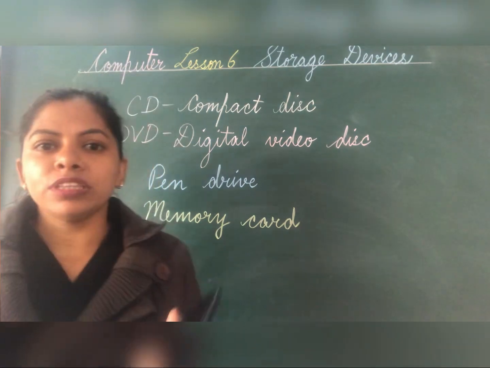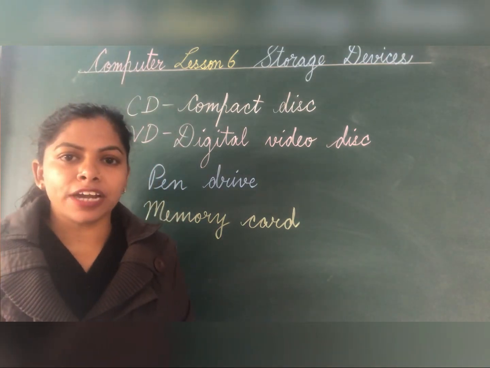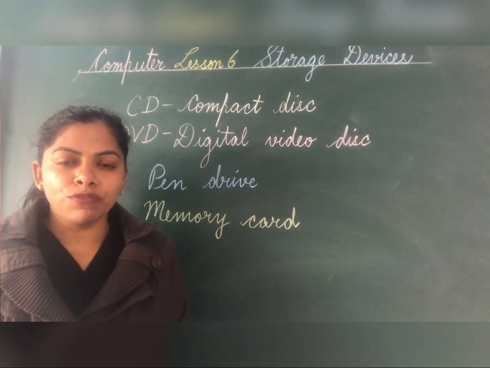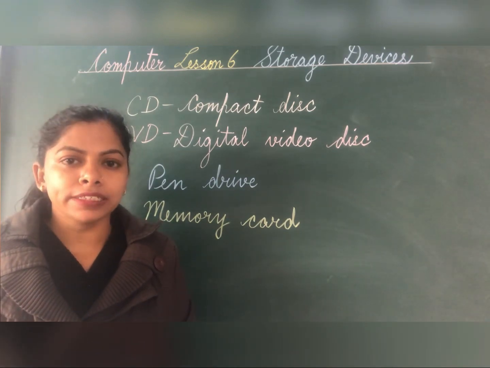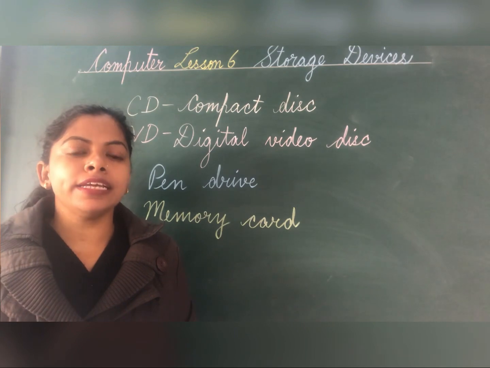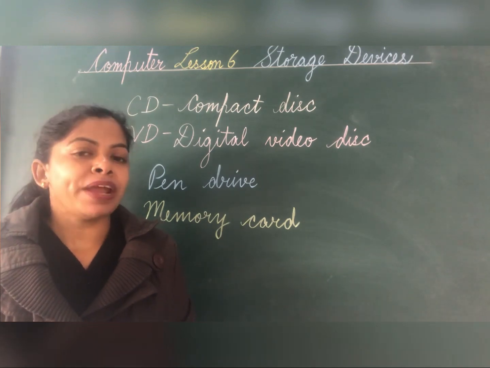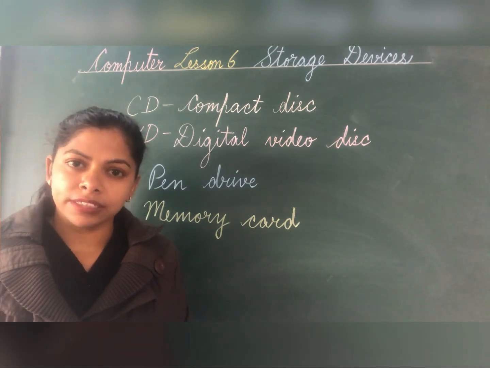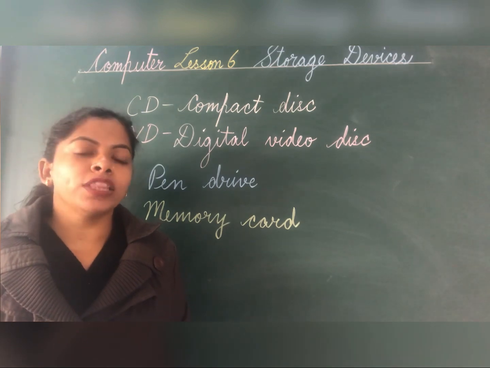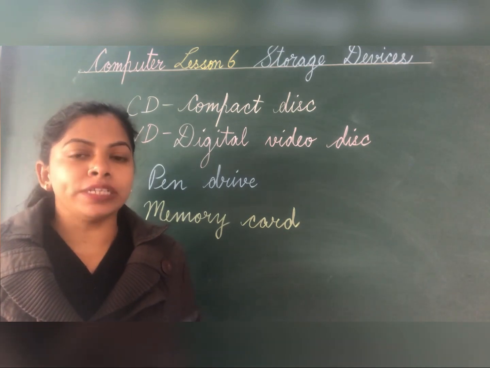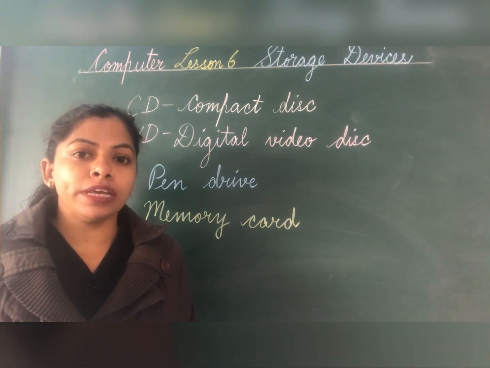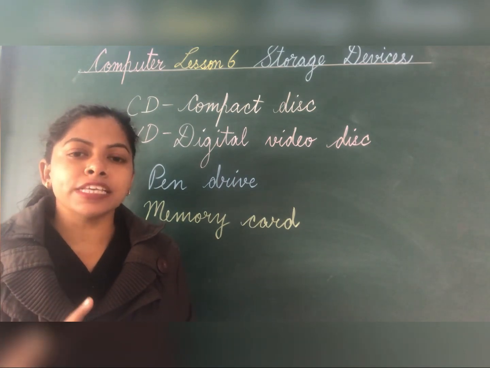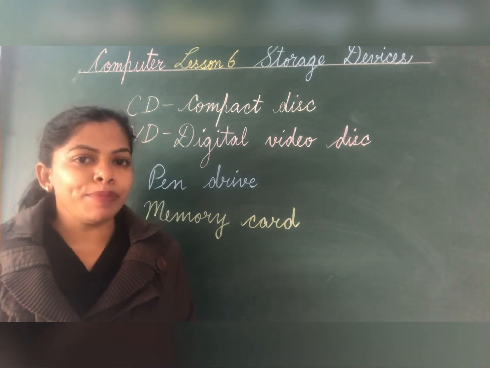Now these are some storage devices that you have studied in this video. First you have studied data, and second you have studied storage devices, that is CD, DVD, pen drive and memory card. Children, we use all these storage devices to store data, and when you store data in computer, it is stored in hard disk, and hard disk is found inside the CPU box.